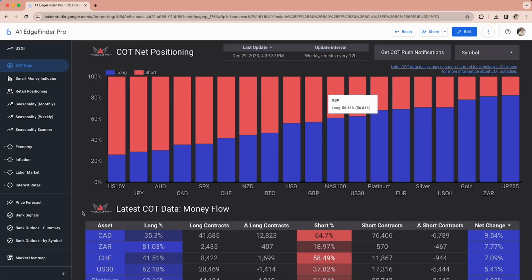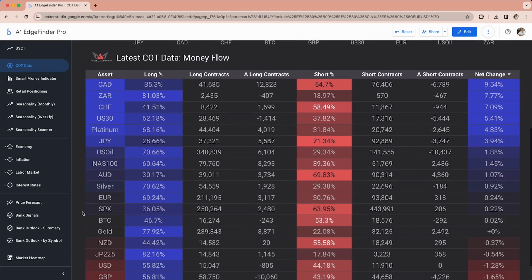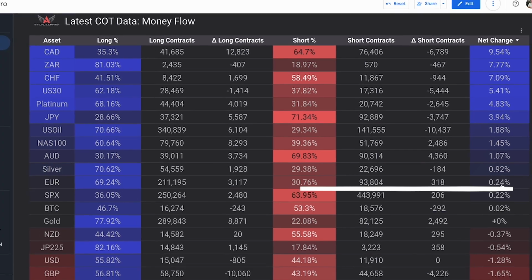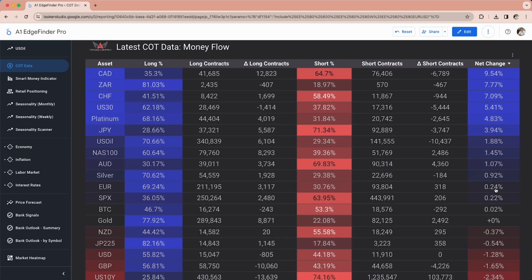And in fact, we even have a more detailed chart right here where you can see the total number of long contracts and the total number of short contracts open on the euro, and even the net change. We can see that the net change is at a positive 0.24% on the euro. That means that from the last data release to the current data release, there was an increase of 0.24% long contracts between the two.